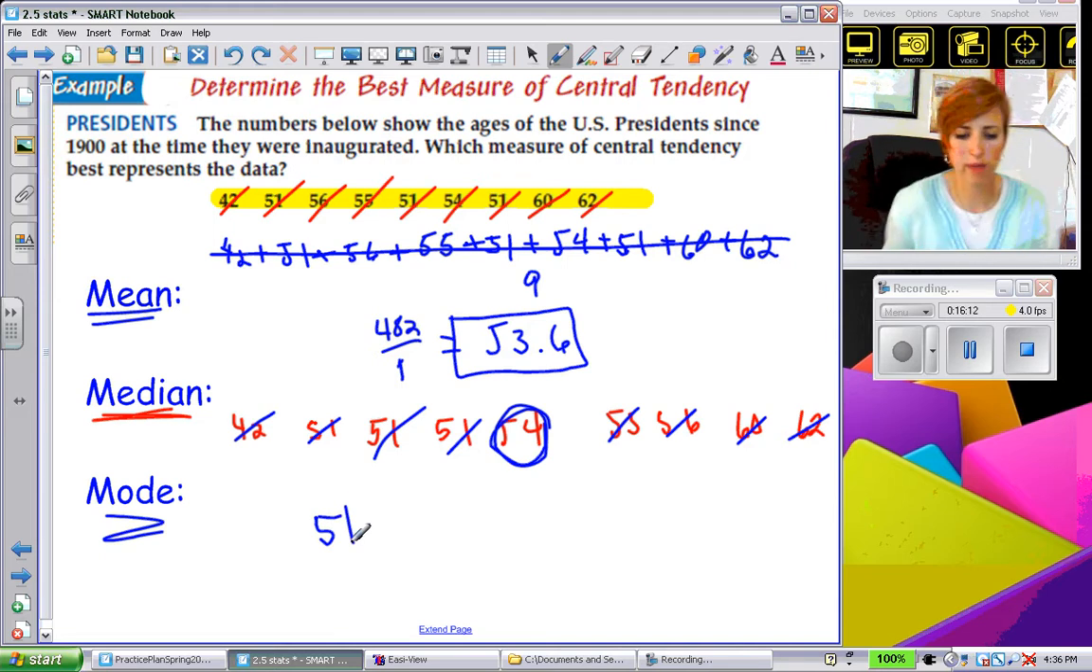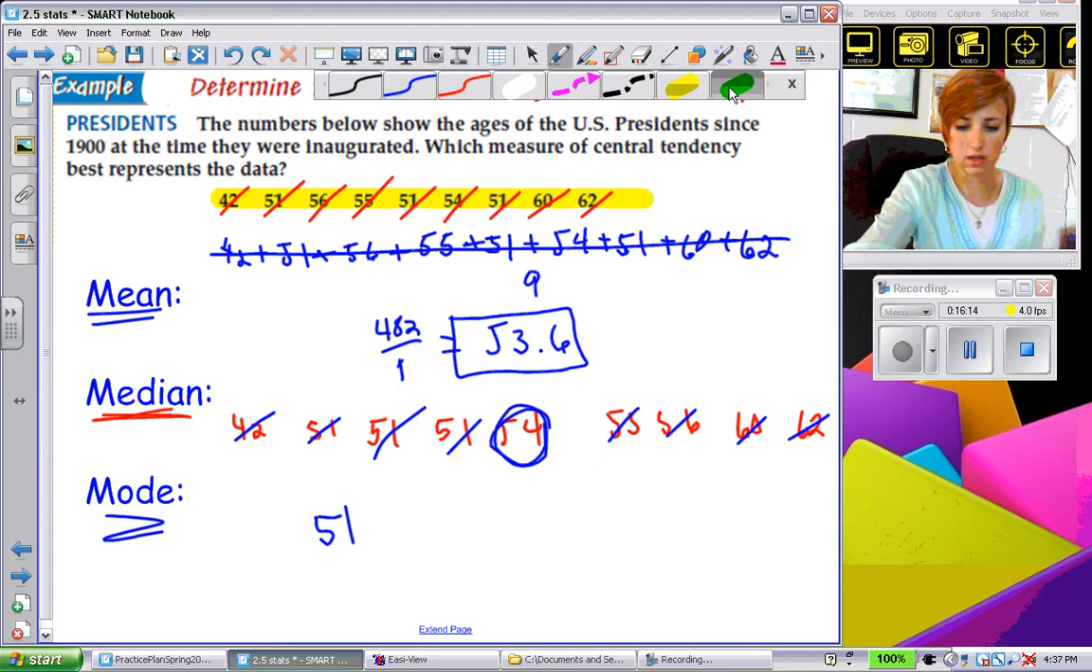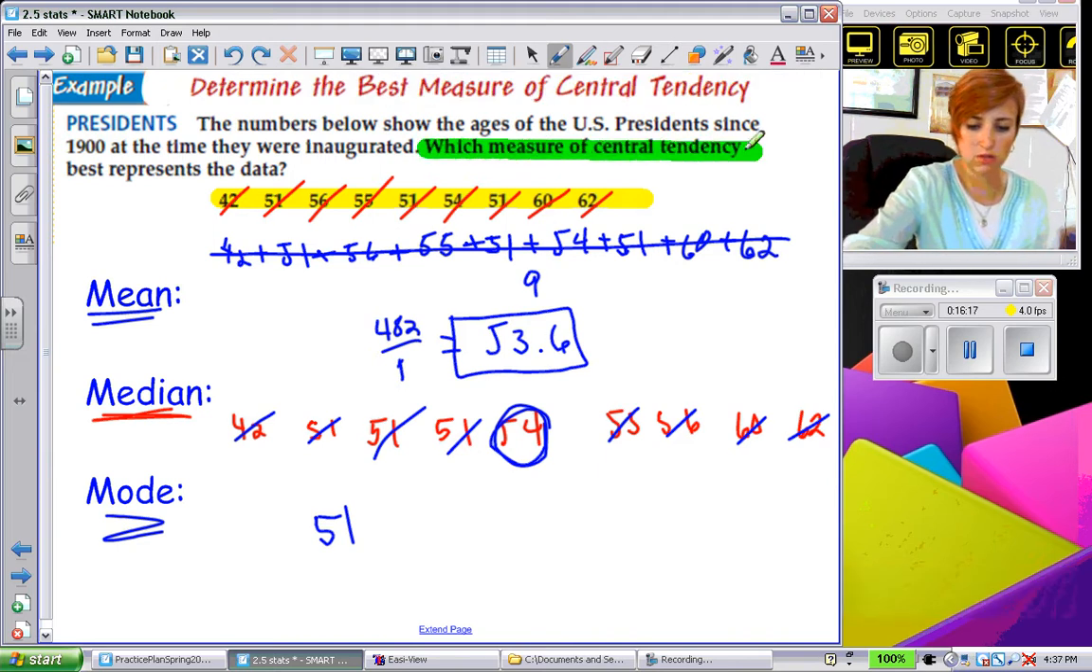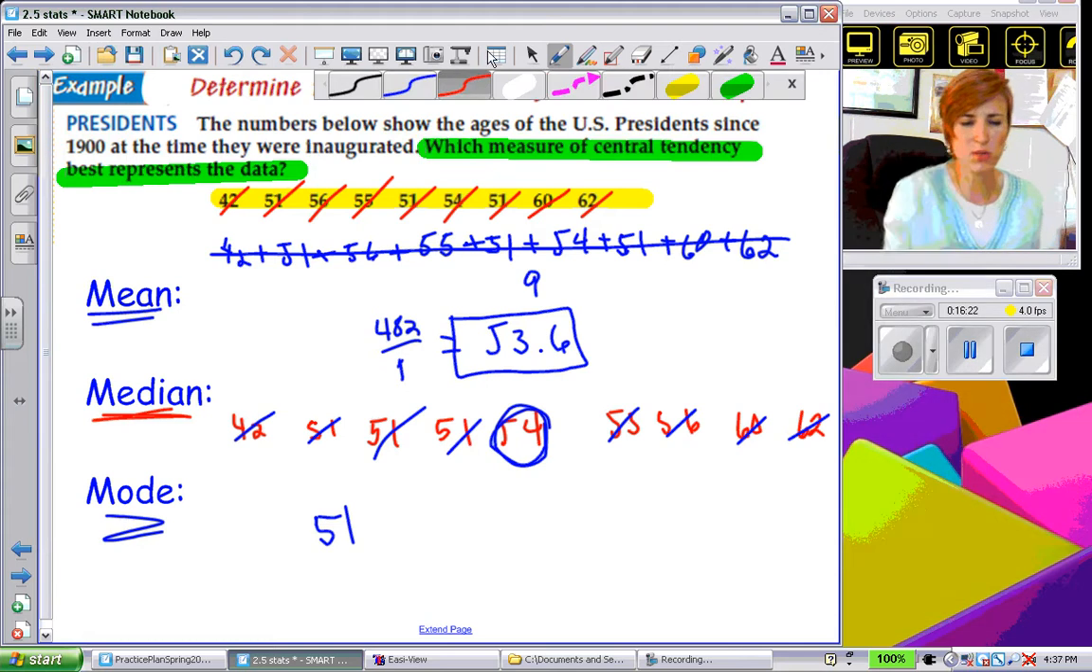And I'll go back and just highlight the question again. Our question asks, which measure of central tendency best represents the data? So this one's one of those cases where it's just down to looking at the results. We have our mean is 53.6, our median is 54. Those numbers are kind of close, and if you look, our lowest number is 42 and our highest number is 62. So that's somewhere in the middle. And the mode is 51. Now if you compare it to our other two, our mean and our median, 51 is a bit low.